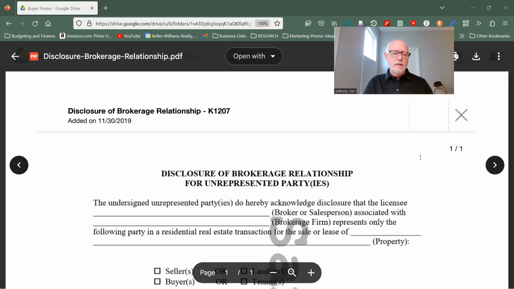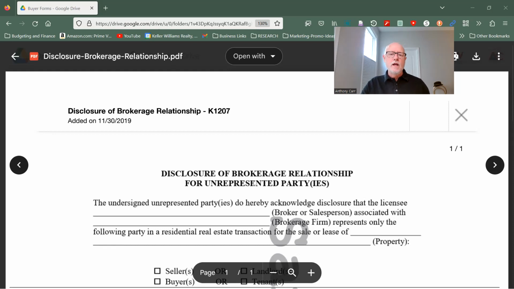Okay, the broker. The next is the designated disclosure, designated agency disclosure. Remember, the brokerage is the one that actually has the relationship with the buyer or seller, and then you are an agent of that brokerage. So you are either a designated agent on the buyer side, or you're a dual agent on the buyer side. And we'll explain these three forms as they go along.